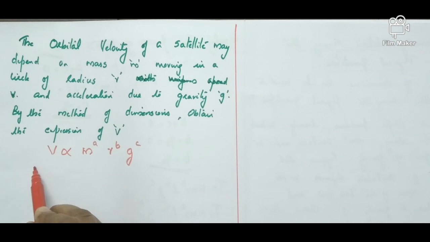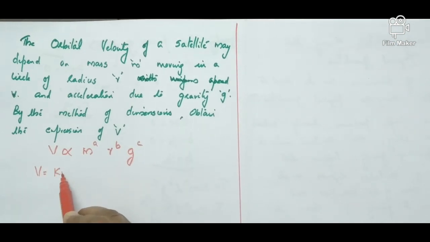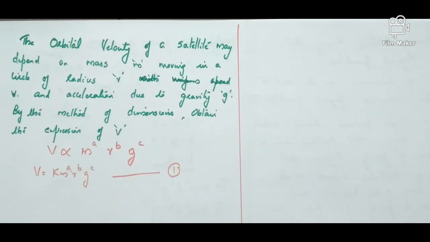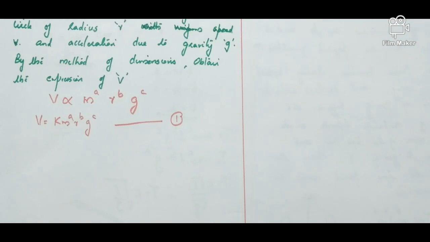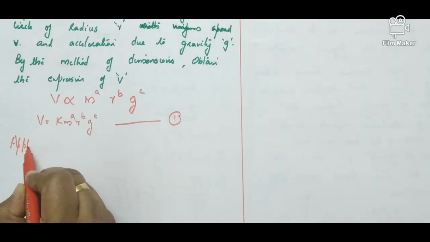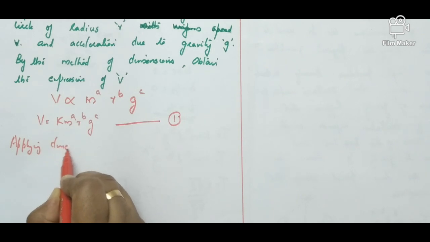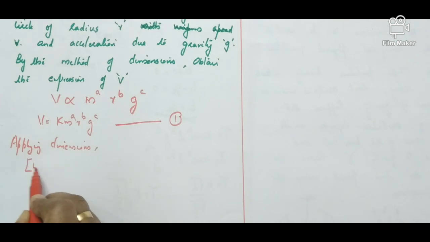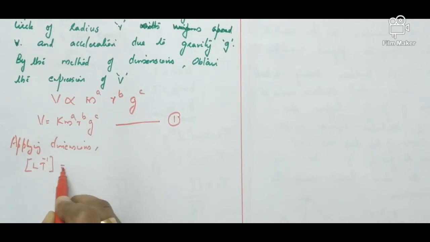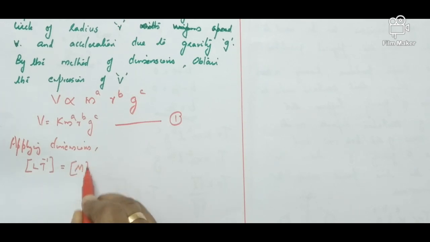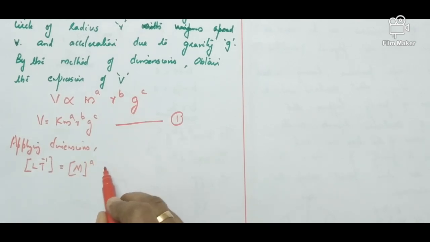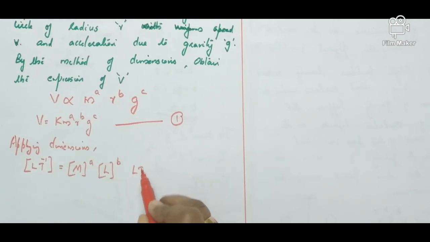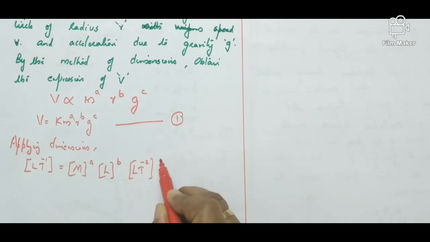Now we can remove that proportionality sign, v equal to a constant k, m raised to a, r raised to b, g raised to c. That is the first equation. Okay, now we can apply dimensions. Applying dimensions, left hand side and right hand side, velocity is L t raised to minus 1 equal to mass m raised to a. R represents radius, that is distance only, so L raised to b. G acceleration due to gravity, L t raised to minus 2 the whole raised to c.